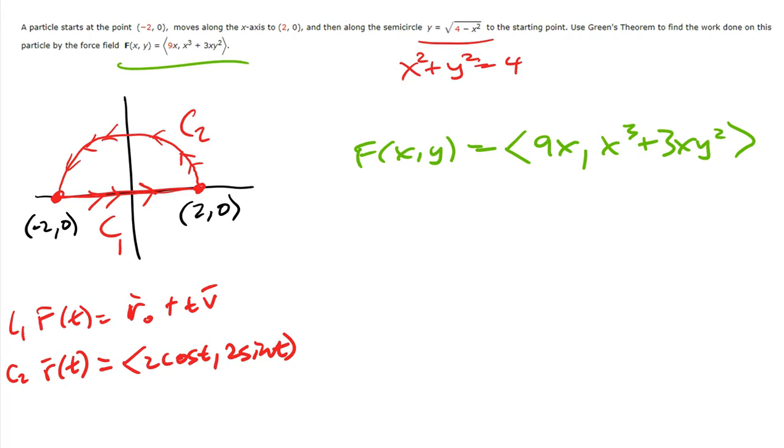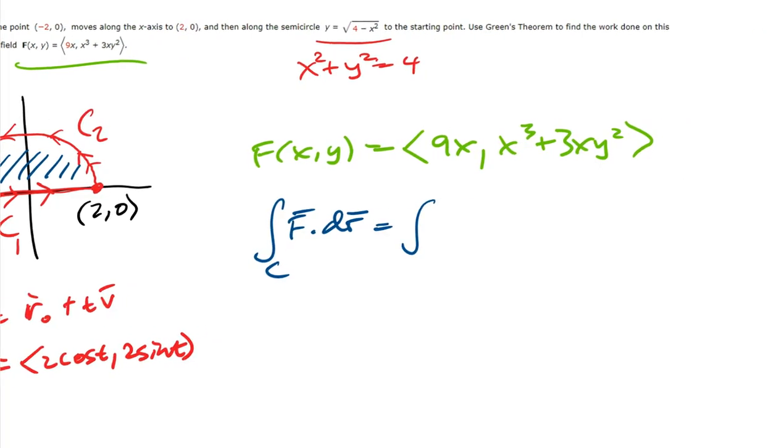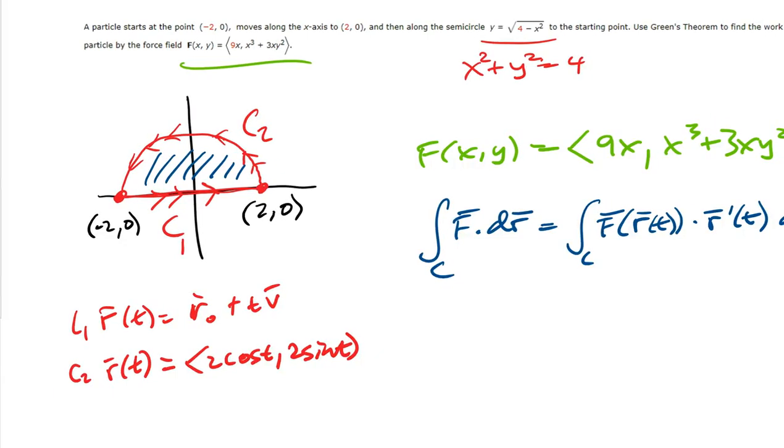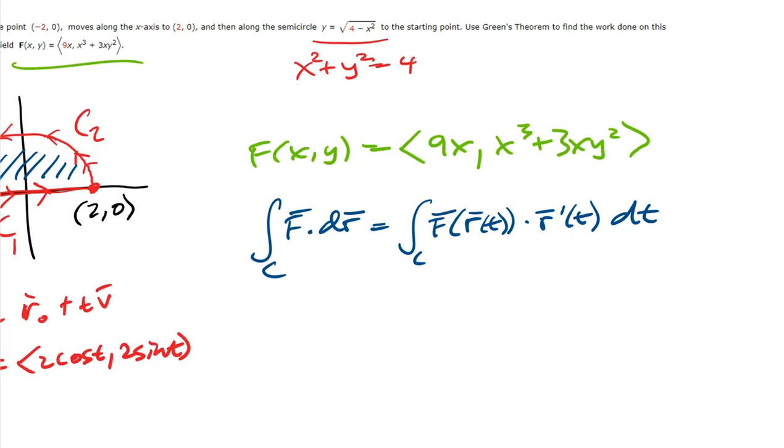I'm not going to do it the long way this time. I'm going to use Green's theorem. So in order to use Green's theorem, the work done here will be the integral of F dot dr over C, which you would normally do the long way: F of r of t, and then you dot that with r prime of t, dt, over C. And so you would have to do this two separate times, over C1 and then over C2, like that. You would do two separate integrals.